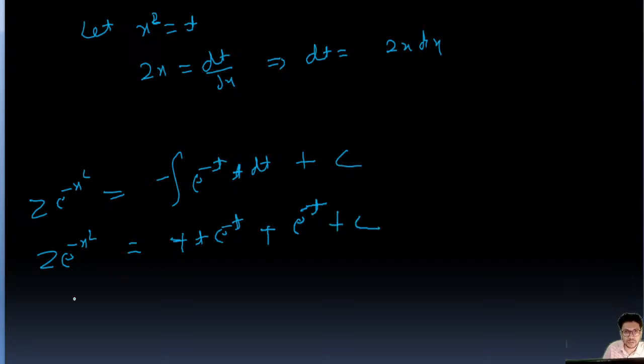Okay, now we'll put the value of x. It is a very simple integration, guys. I have used just integration by parts. You can easily do it. So e to the power minus x square, this is plus, this is plus.